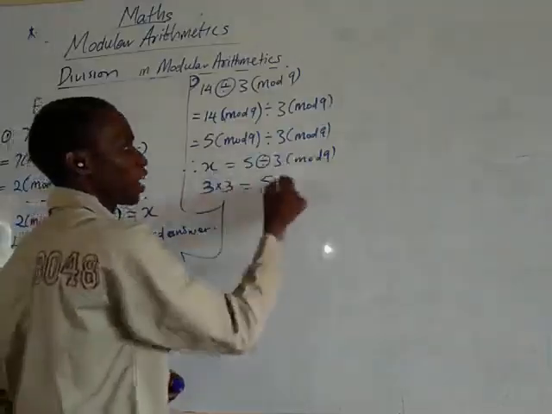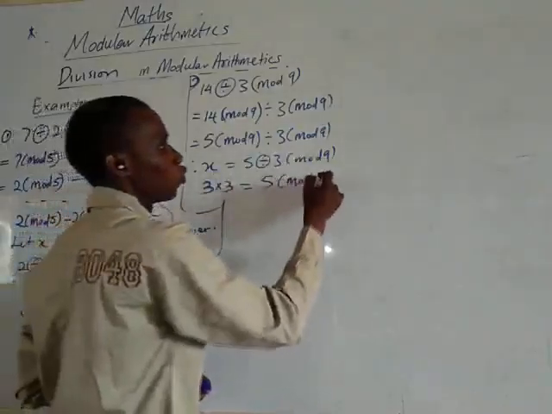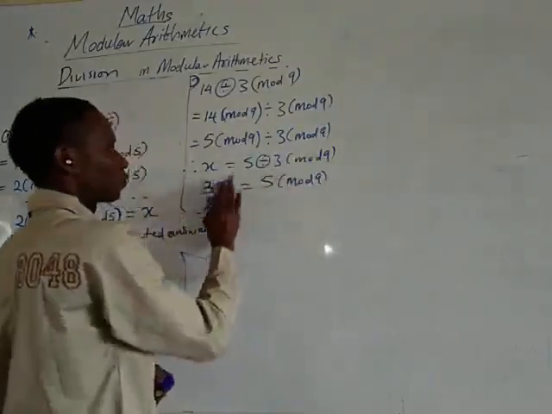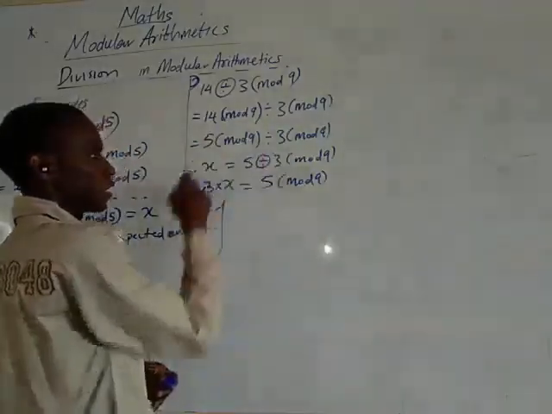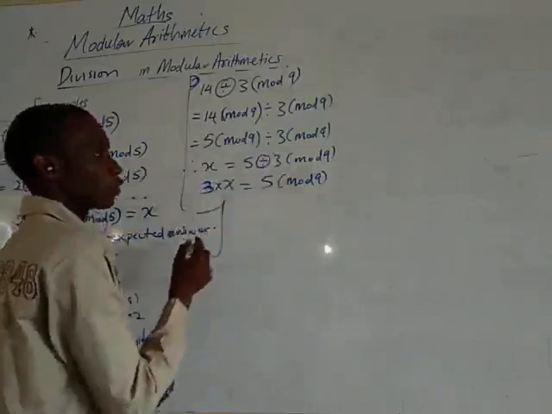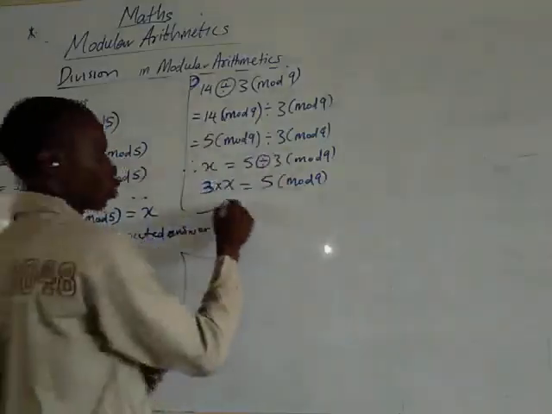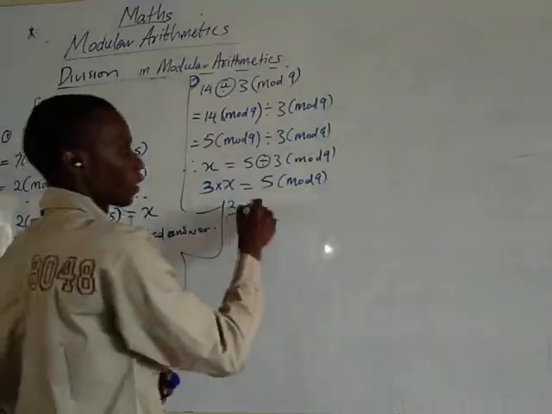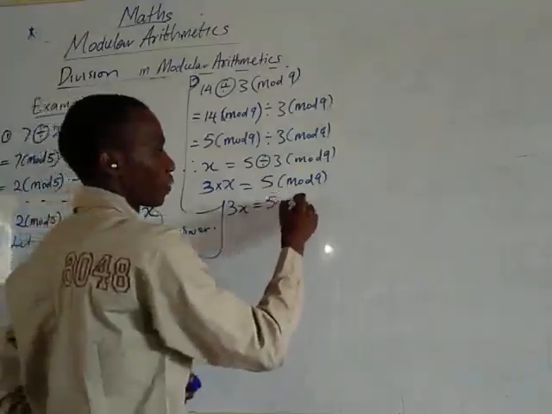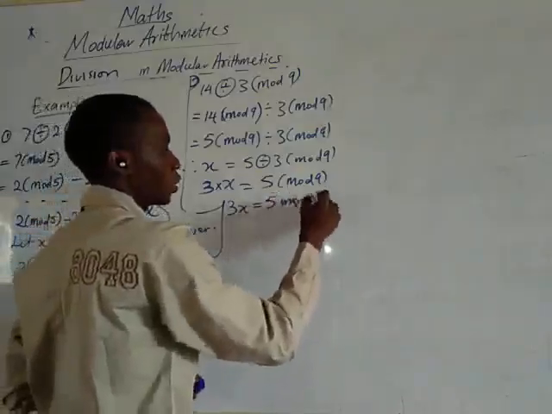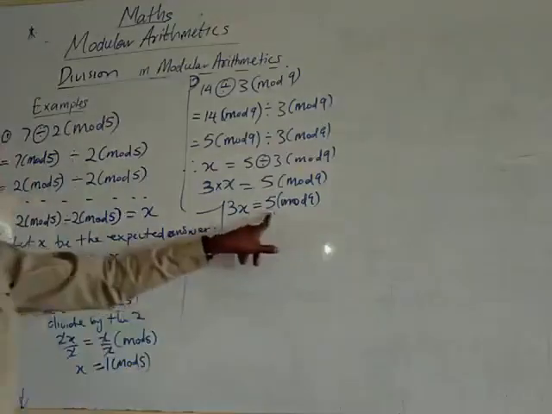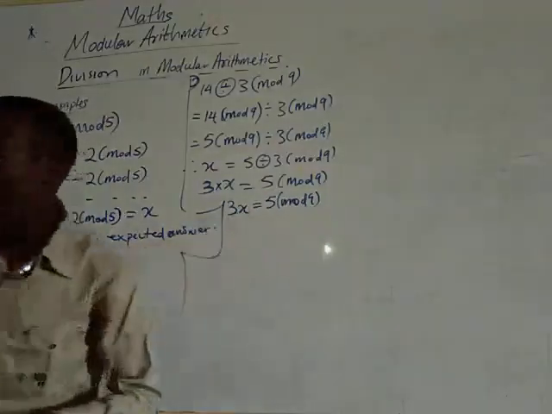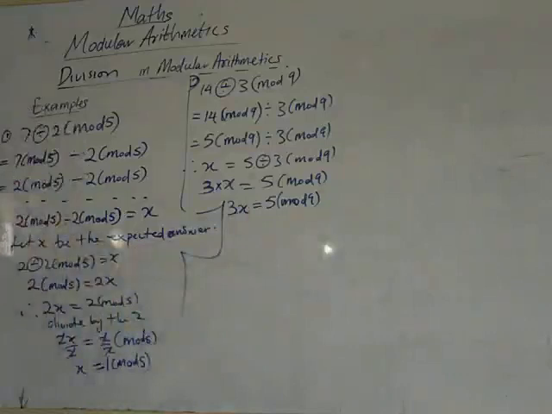So I'll be left with what? 5 to what? Mod 9. So I have 3 times x. The x is there, the 3 is being swapped to the other side for multiplication. So I have 3x equals 5 mod 9. So now I need a multiple of 9 to be added to 5 so that I can have a value divisible by 3. What are the multiples of 9 I may need?